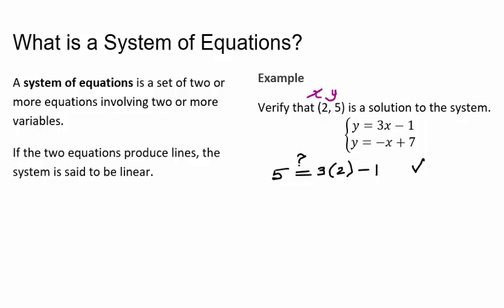But we've got to work through both of them to make sure it's a solution to the system. Okay, so 5, is that equal to negative x, or negative 2, plus 7? And negative 2 plus 7 is 5, and so it also satisfies the second equation. So we will say yes, the point (2, 5) is a solution to the system.